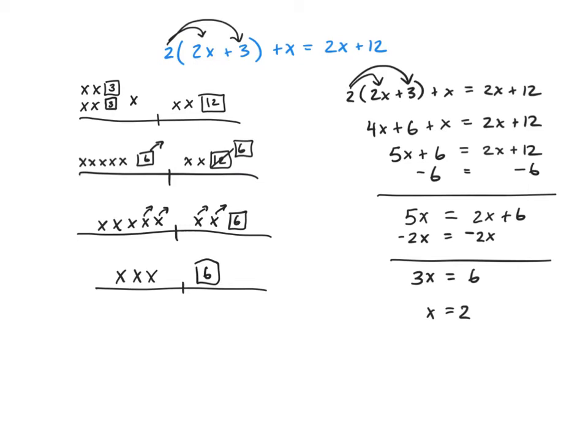For our check, in parentheses, we have 2x, that means 2 times 2, which is 4, plus 3 more, which is 7. But we want 2 times that, so 2 times 7 is 14, plus 1 more x, which is 2. So altogether we have 16 on the left, and then on the right, we have 2x, 2 times 2 is 4. 4 plus 12 is 16 on the right, so our check, 16 equals 16.